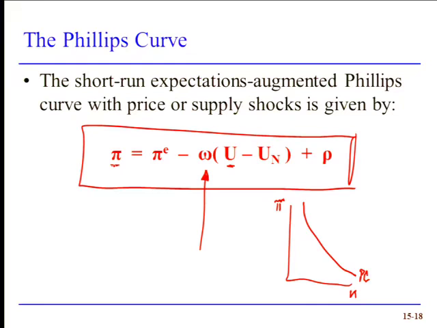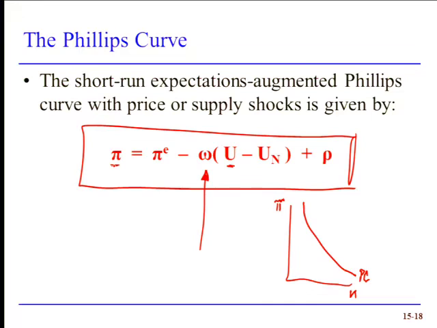Well, what does a steeper slope signify? Right? Inflation then becomes more sensitive to deviations in the unemployment rate from the natural rate. More sensitive means that wages and prices are now more flexible. So the larger the value of omega, the steeper the Phillips curve, the more flexible wages and prices become. The more sensitive inflation is now to the unemployment gap.